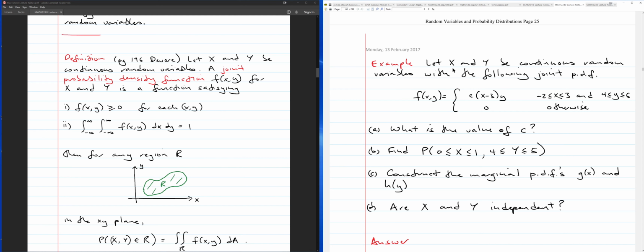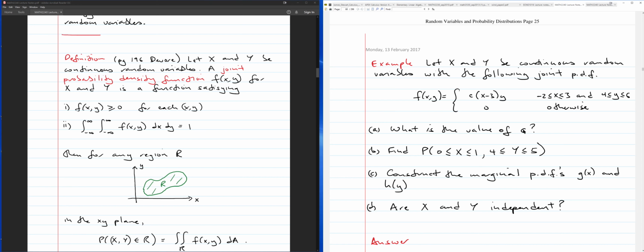We have two continuous random variables, and you're given a joint PDF. Well, you're given basically everything about the joint PDF except you're not told what this constant c is over here. Okay, so the first thing in question is you want to determine the value of c.